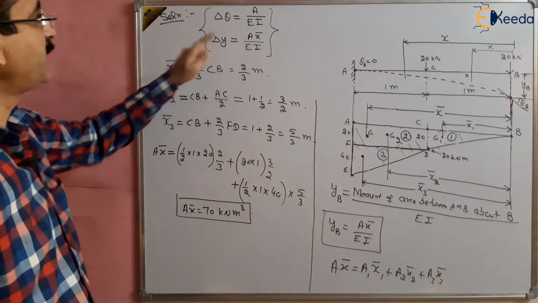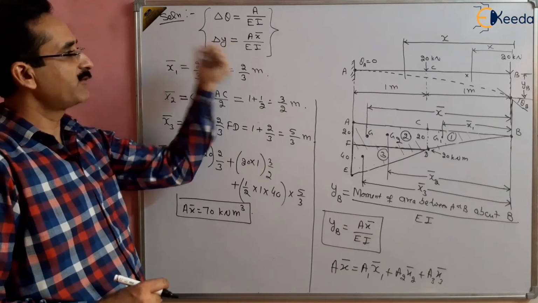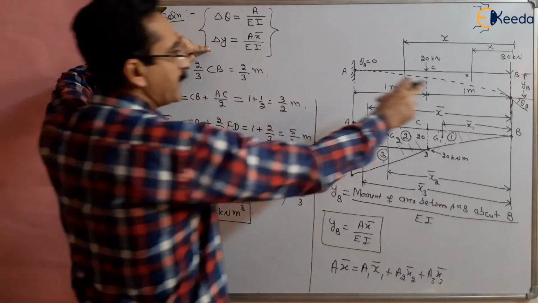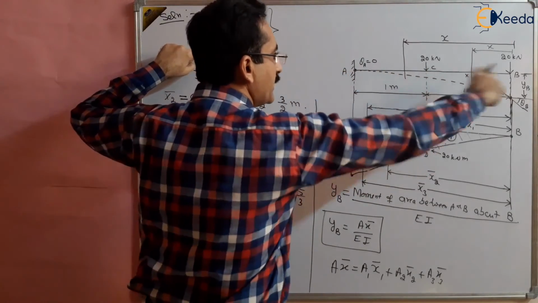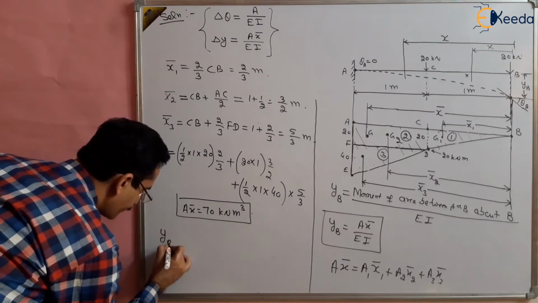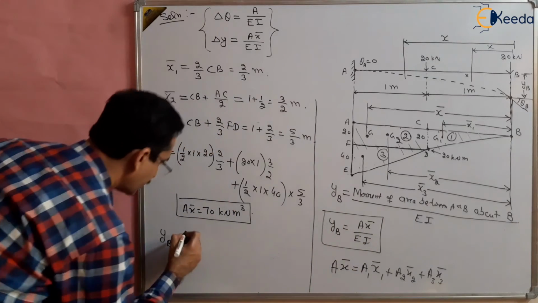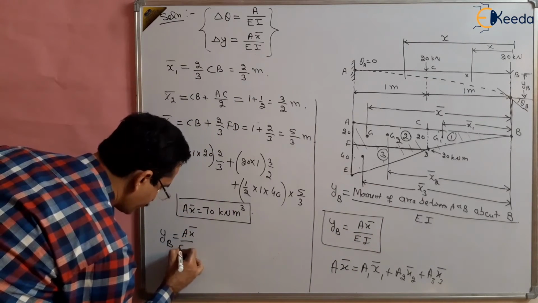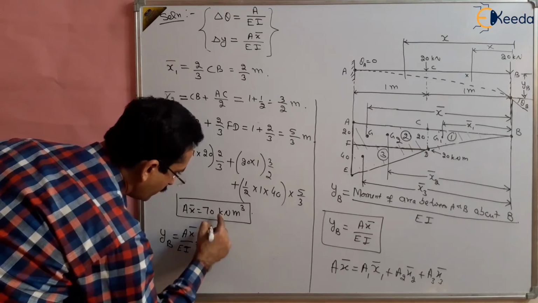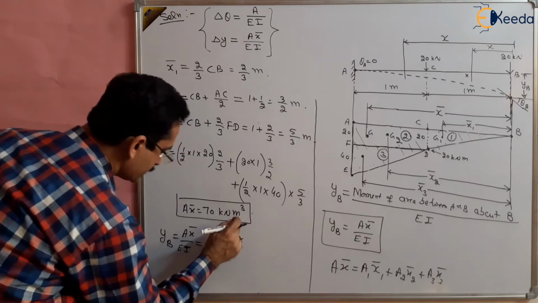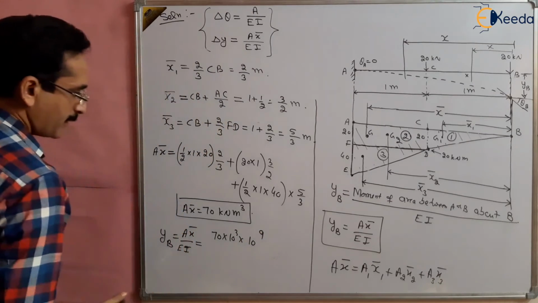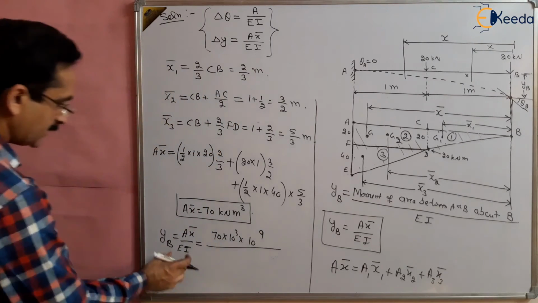But we need the deflection at the free end, so we have chosen delta y. For delta y we have chosen one point as B and another point as A, because the tangent from A will be passing through the B point, right? So YB can be obtained by this equation, A x bar by EI. A x bar is 70 kilonewton, and in millimeters, millimeter to the power 3, this will come out to be 10 power 9 millimeter cube, divided by E.